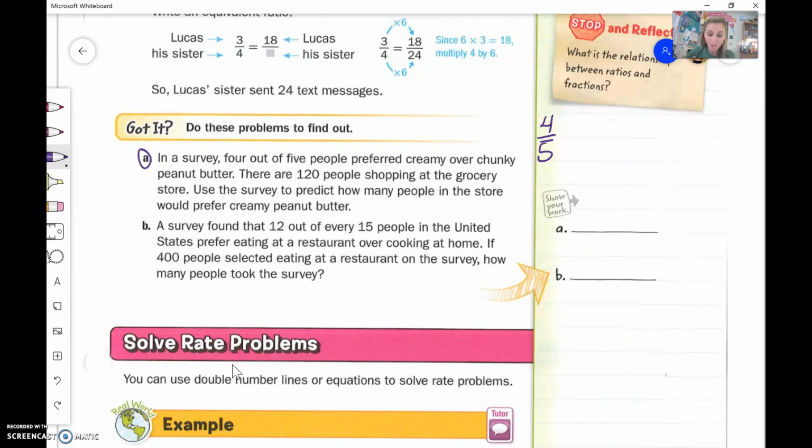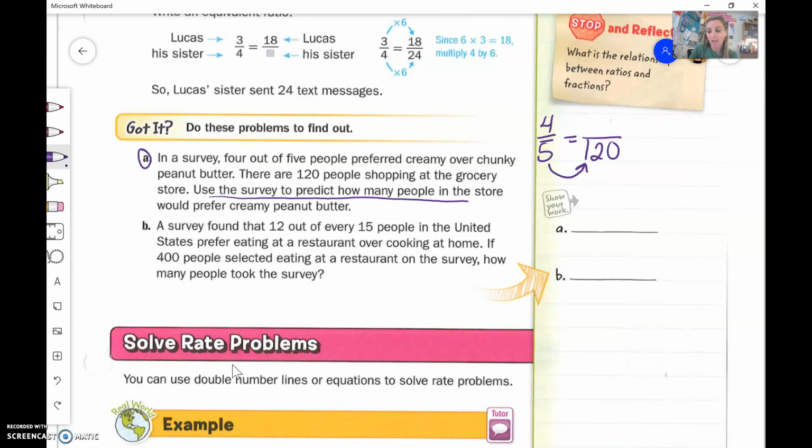There are 120 people shopping at the grocery store. So there's a total of 120 people. Do you see how I can already set up my ratio table or my equivalent fraction? It says use the survey to predict how many people in the store would prefer creamy. So I have to figure out how I get from 5 to 120.